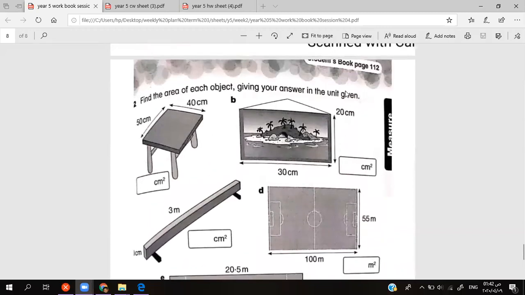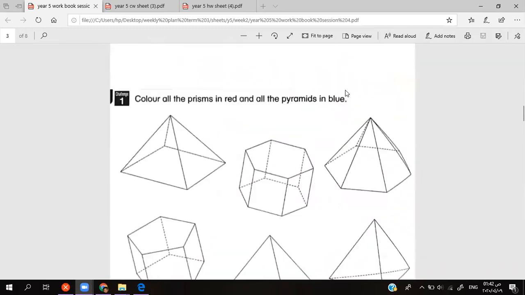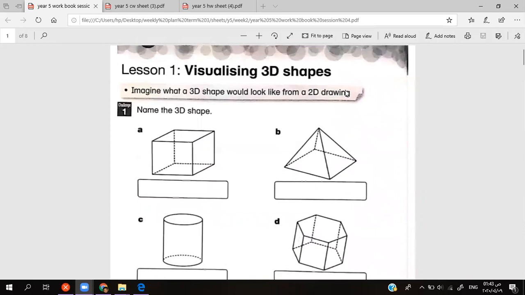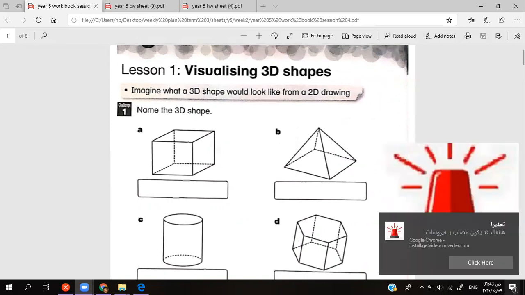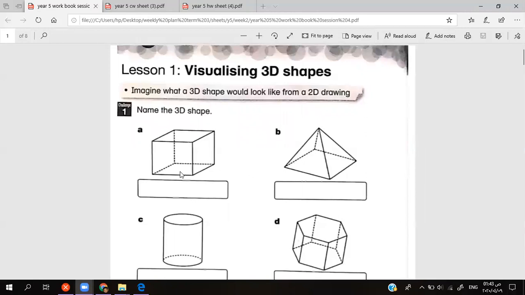Now, I'm gonna need you to open page 154. Okay? Please, guys, open page 154. Okay, page 154, it's about 3D shapes. I already sent you guys a slide about the 3D shapes. Okay, now you should see the names, how many faces, how many vertices, how many edges.